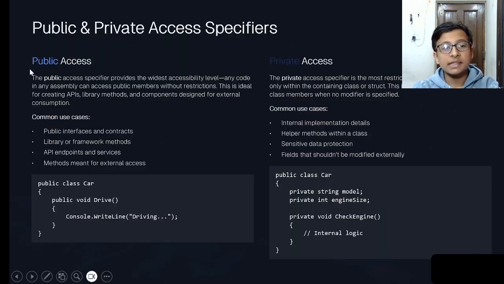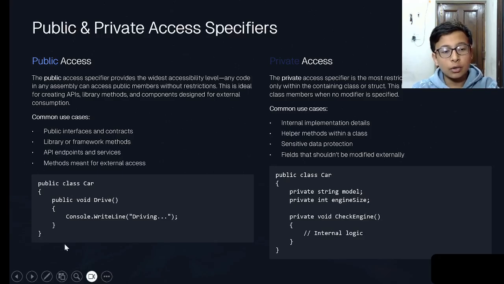So here is a code example of public and private access specifier. You can see here, the public access specifier provides the widest accessibility. It means that if your member is public, you can use that member anywhere in your application. But if it is private, you can use that member only within the class. You can see here common uses, public interfaces and contracts. We will also learn about interfaces in another lecture of C Sharp.